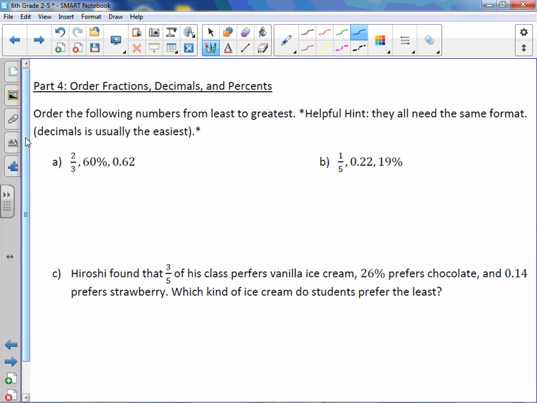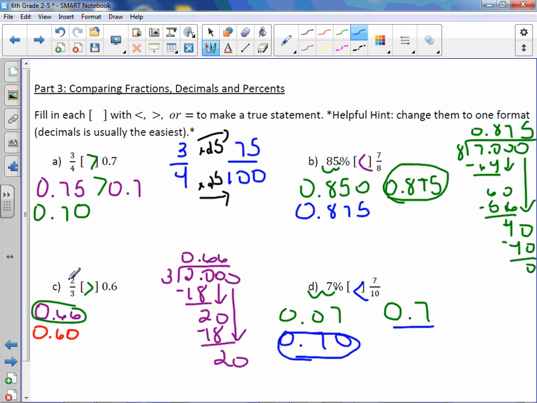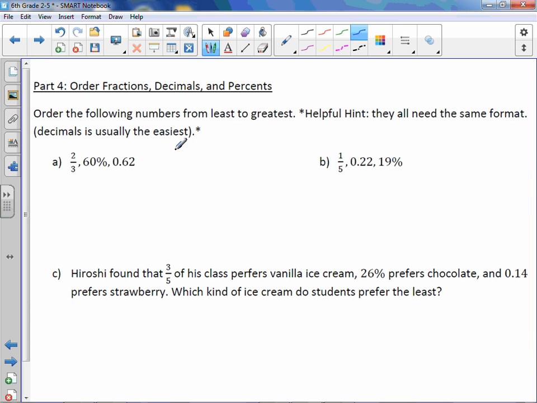And now we need to order fractions, decimals, and percents. Same type of situation with ordering. Again, we want them in the same format, which I still believe is decimals. Now letter A, I'm going to use my resources a little bit. I already figured out what 2/3 was as a decimal. If you look back, 2/3 as a decimal is 0.66. So let's jot that one down.